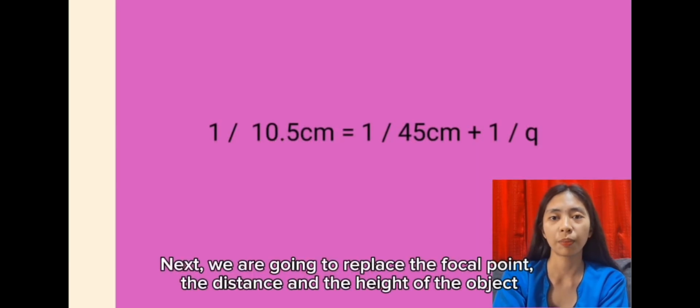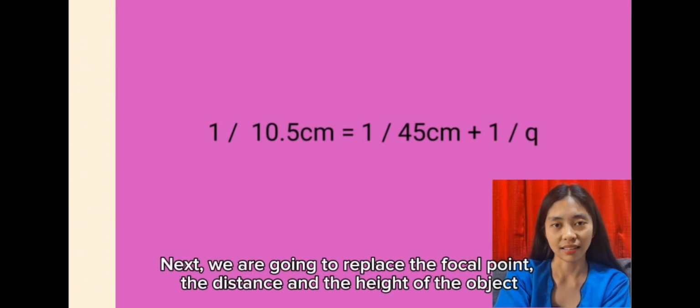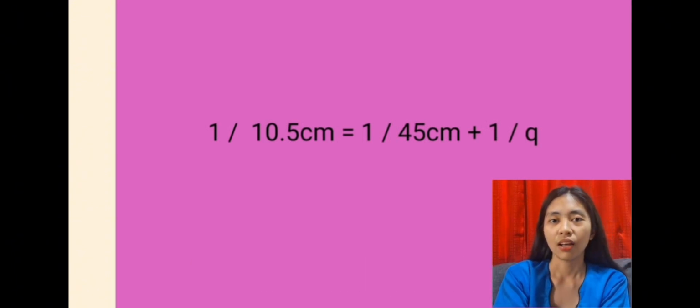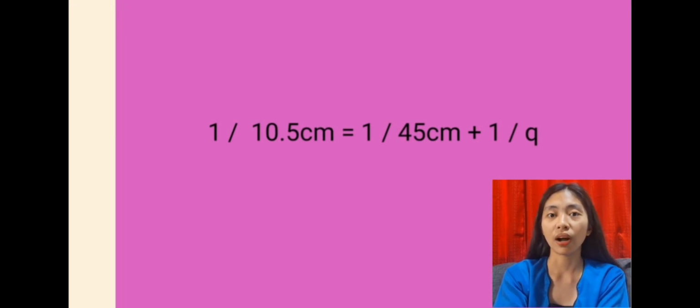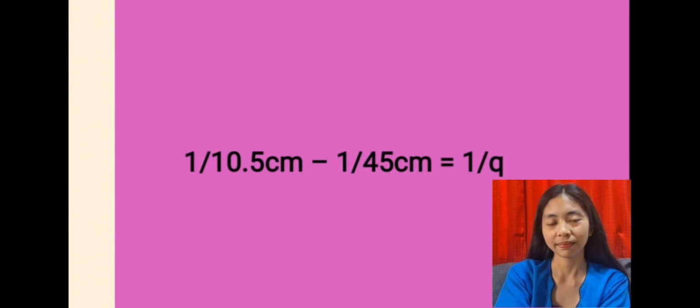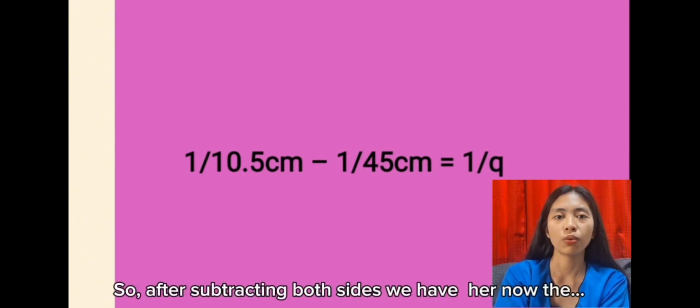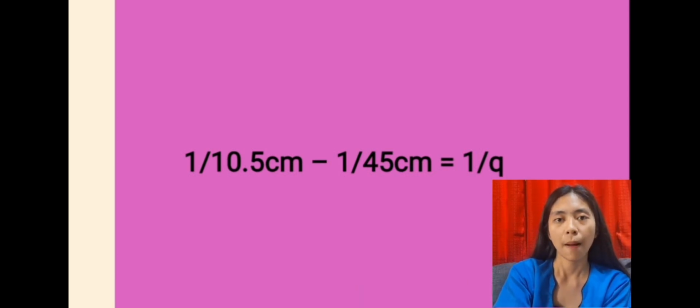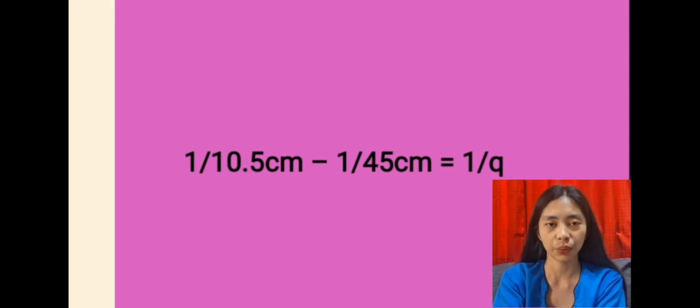Next, we are going to replace the focal point, the distance, and the height of the object. So we have here now 1 over 10.5 cm is equal to 1 over 45 cm plus 1 over q. Next, we are going to subtract both sides by 1 over 45 cm, so this is the result. After subtracting both sides, we have here now 1 over 10.5 cm minus 1 over 45 cm is equal to 1 over q.